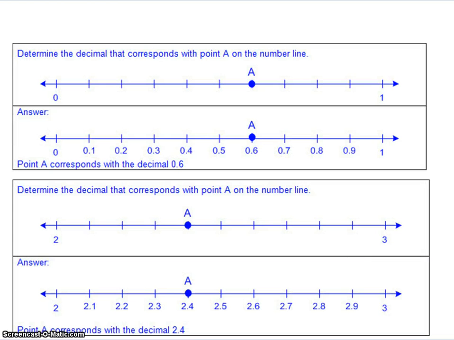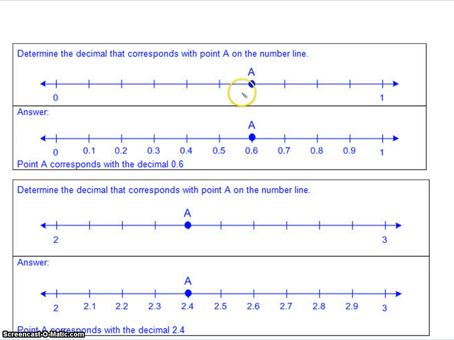Alright, now in this next section we're going to look at locating the name of a point on a number line. So here would be an example. They would give you a number line like the one you see here at the top. It would already be broken up into increments for you. The increments may or may not be labeled. They're going to place a point somewhere on that number line, and you're to identify the value of that point.